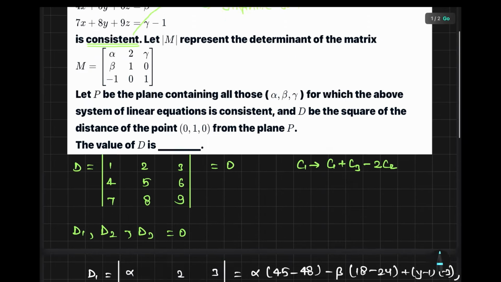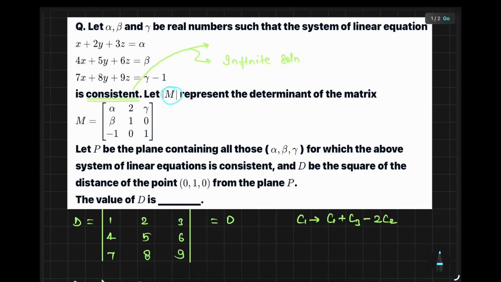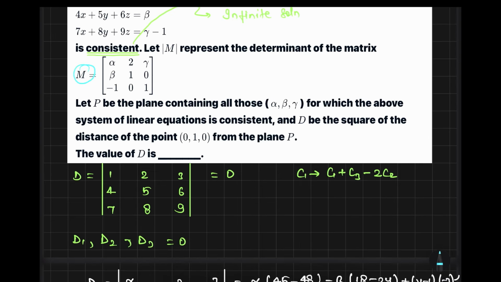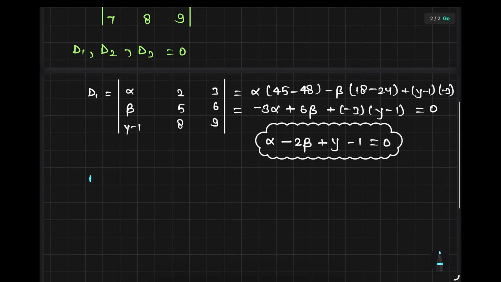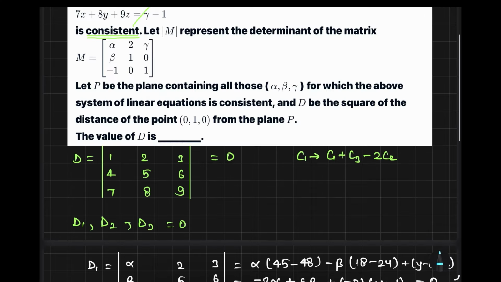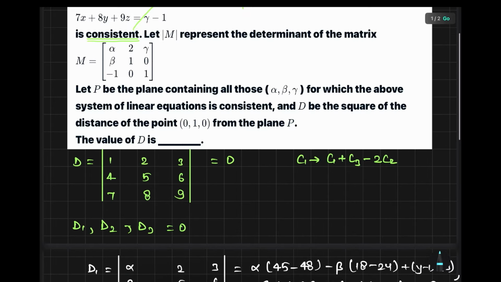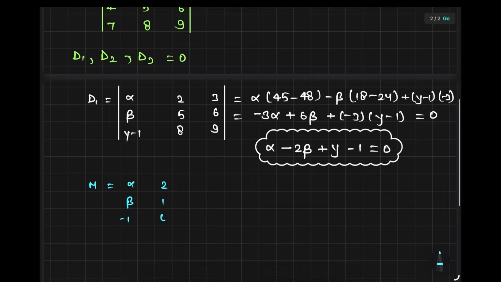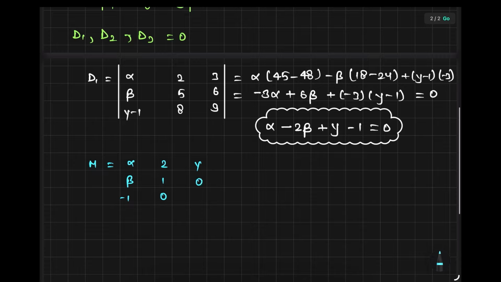Now let's proceed with the next information. Let mod M represent the determinant of matrix M. So you have to find the determinant of this matrix. M is alpha, beta, 1; minus 1, 2, 1, 0; gamma, 0, 1. So you have to calculate the value of this.